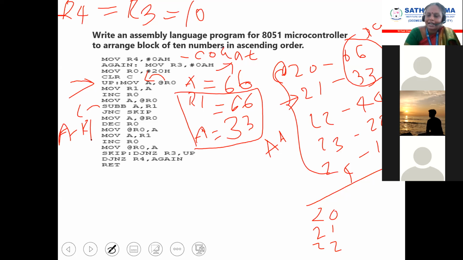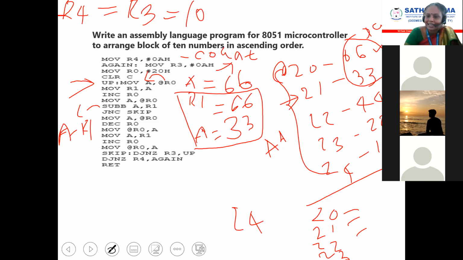Okay, JNC, jump on no carry, no problem. For ascending order, which has to come first? 33 first. Yes, 33 has to come first. Very good. So if I subtract 33 minus 66, I can understand the first number is greater than the second number. So I have to swap the numbers. Can you understand or not? That's why I'm subtracting 66 minus 33.